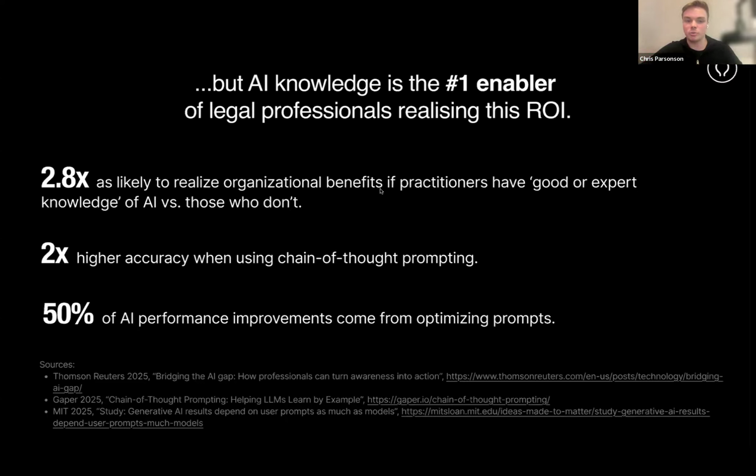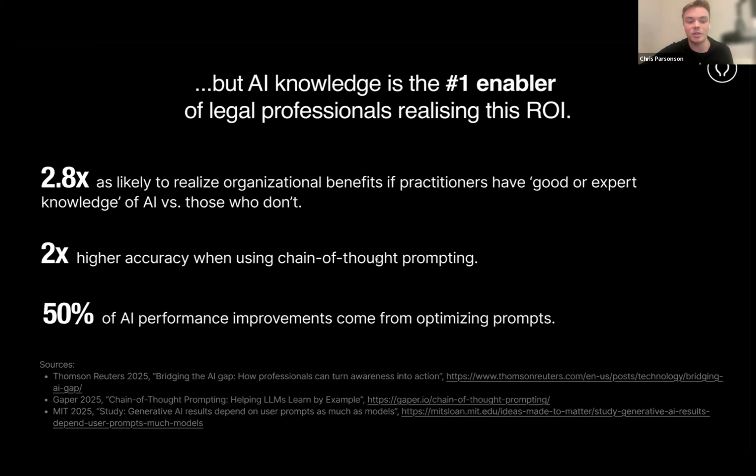So in these studies by Thomson Reuters and MIT, it's found that the organizations where practitioners have good or expert knowledge of AI have a 2.8x, so basically 3 times more likelihood of realizing the benefits for their organization. If you use a certain technique for prompting, and we're going to get into what this is, a technique called chain of thought prompting, you can actually increase the accuracy of these AI models by 2x.